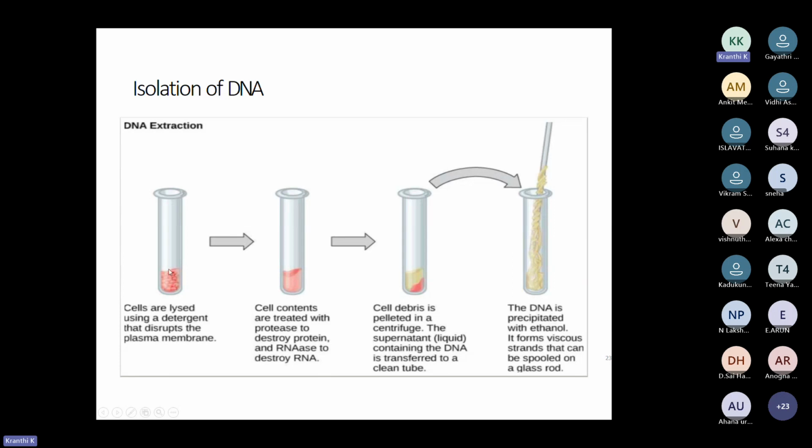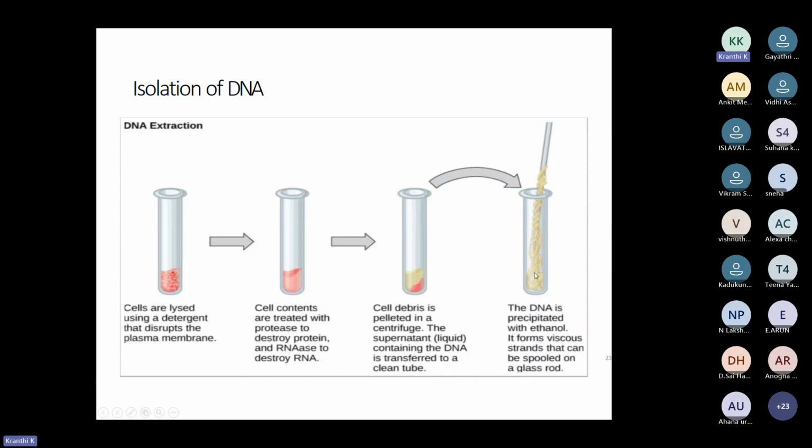We are removing the cell membrane so that the entire cell content comes out, and later you are denaturing the protein as well as the RNA. Then what is present here? It contains the cell debris and the DNA only, right? Because we are using a protease to destroy the protein and RNase to destroy the RNA. Then centrifuge this. After centrifuging, the supernatant contains the DNA. This is the yellow color, right? The supernatant came, so that is the DNA. You transfer it to another test tube, removing the cell debris. Now the test tube contains only the DNA, right?